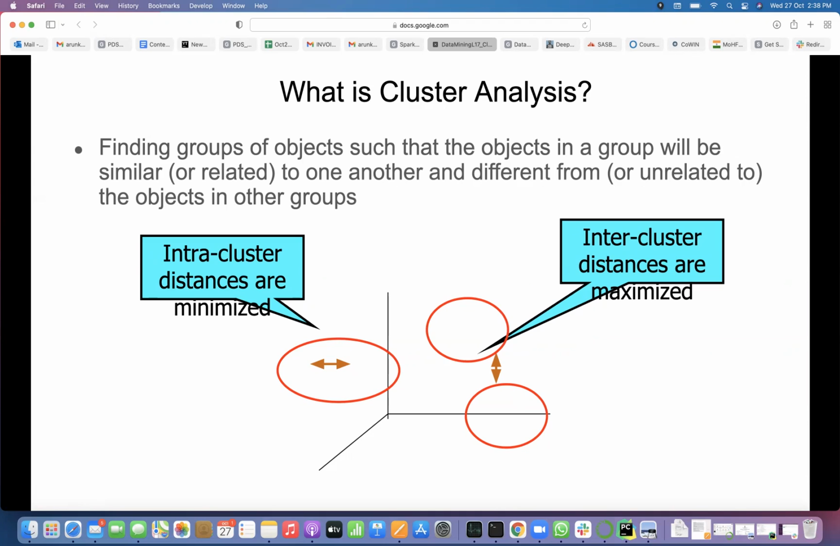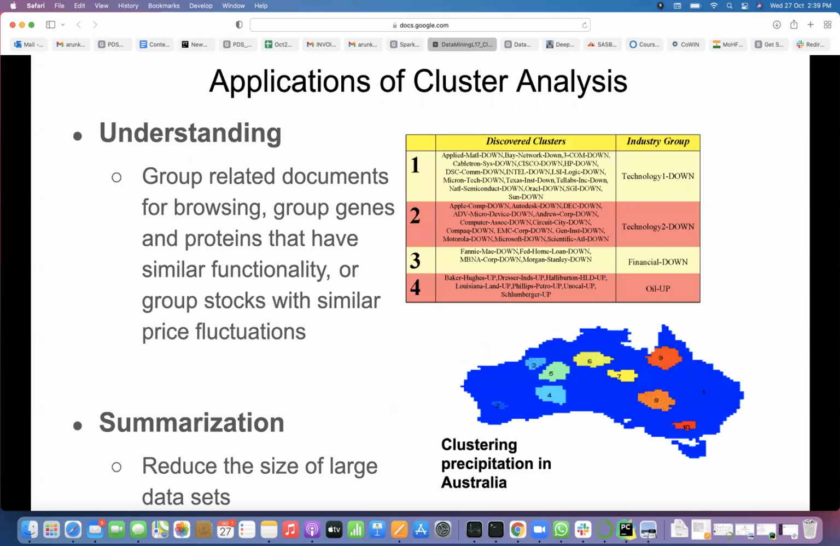That should be minimized. If you see the distances between 2 different clusters, that should be maximized. So your optimization is, in one case, minimizing the intra-cluster distances, in the other case, maximizing the inter-cluster distances. So these are the things which we need to keep in our mind when we build any clustering algorithm.